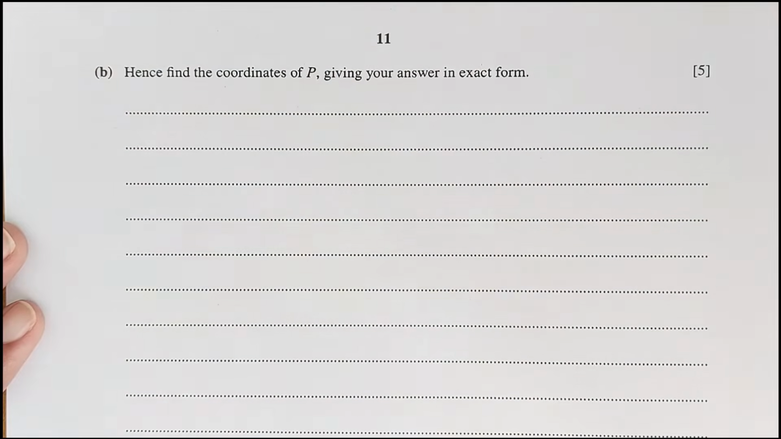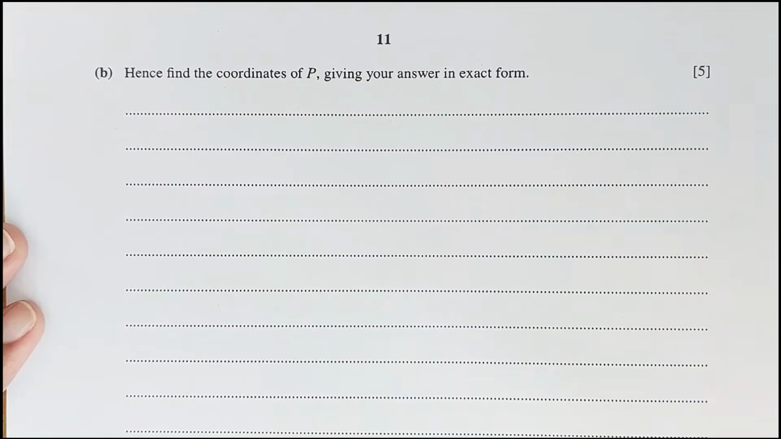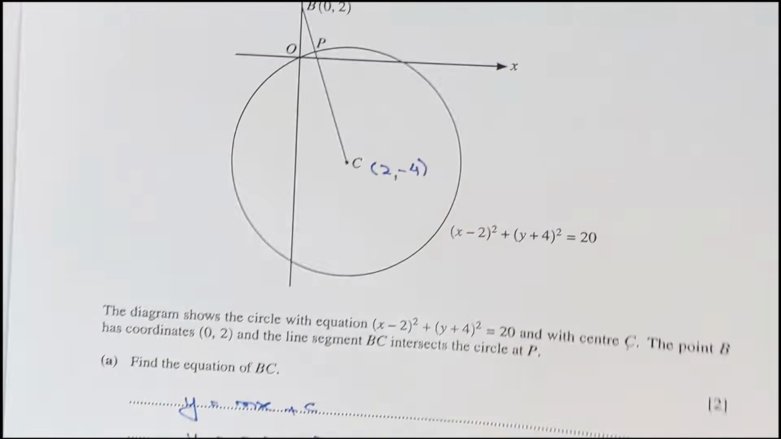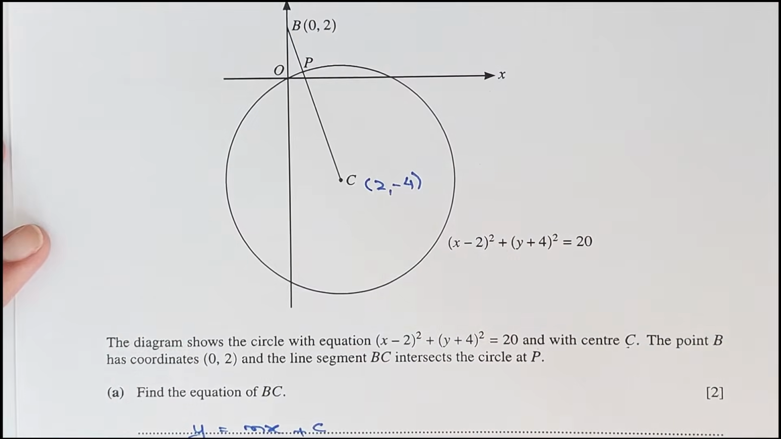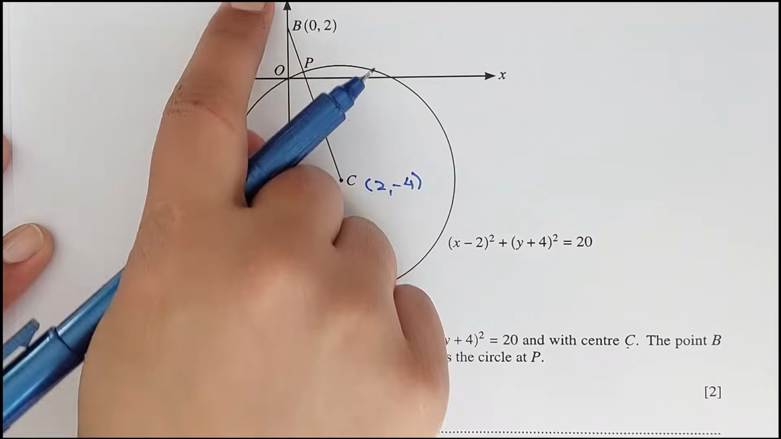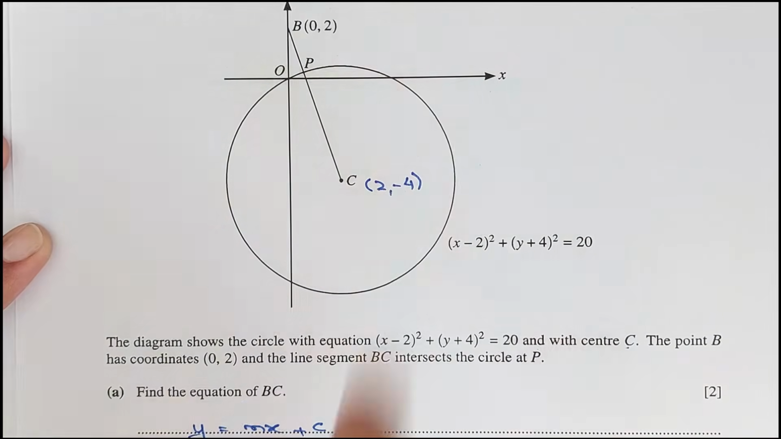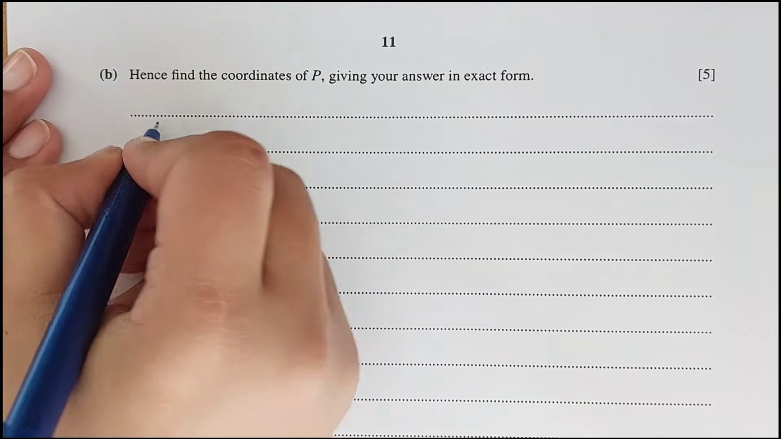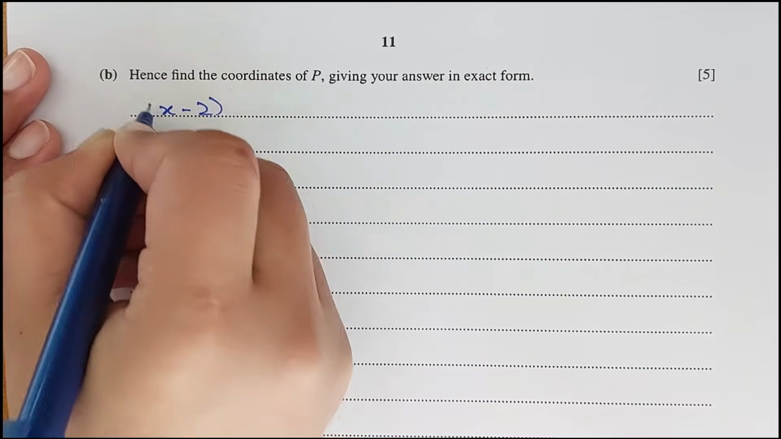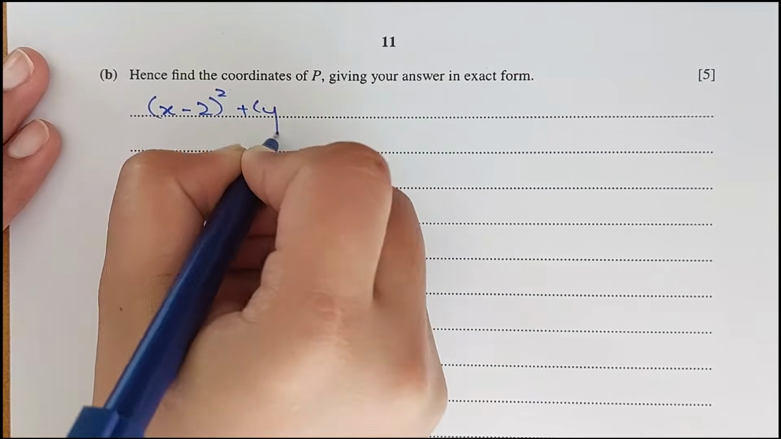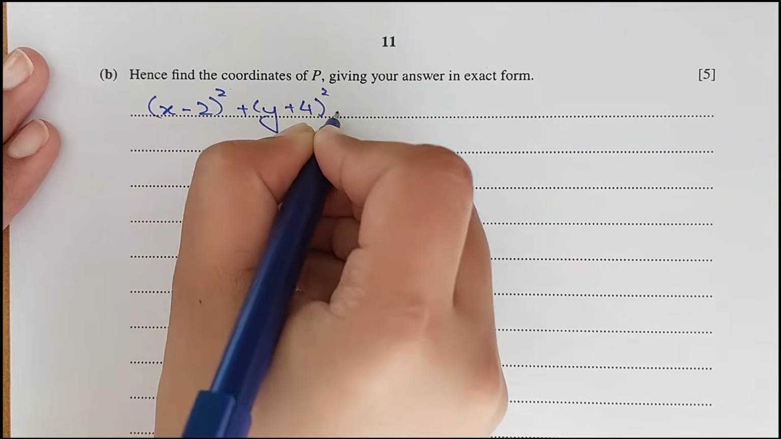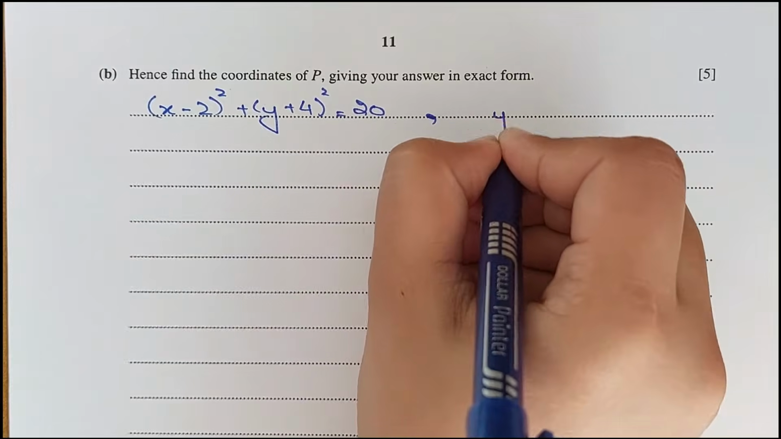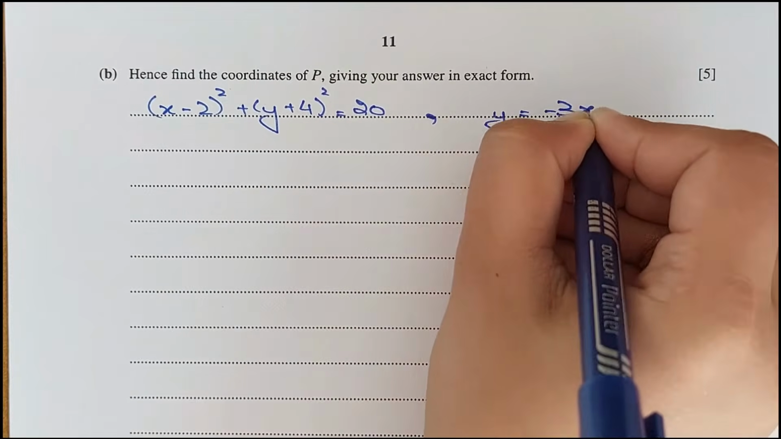Right. Now for part B, hence find the coordinates of P, giving your answer in the exact form. So what is P? P is the point of intersection of the line and the circle, right? We have been given the equation of the circle. Let me write down the circle: (x minus 2) whole squared plus (y plus 4) whole squared equals 20. And the equation of the line, we have given that y equals minus 3x plus 2.